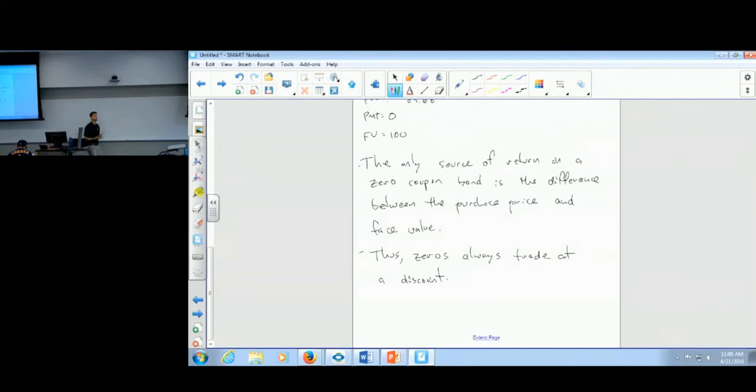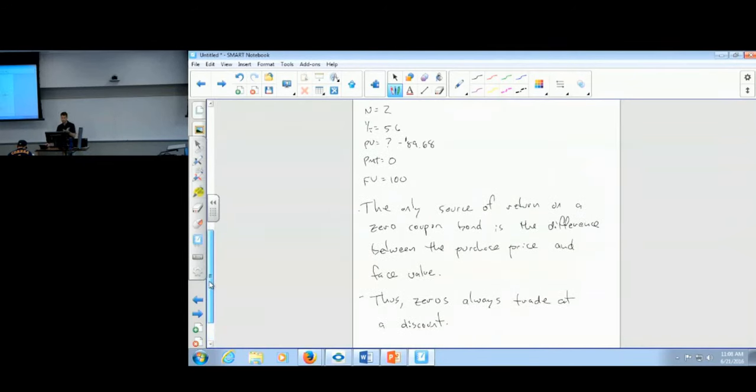Okay, so thus zeros, which is short for zero coupon bond, zeros always trade at a discount, right? Always. If I'm going to be induced to purchase one of these bonds, the only rate of return I'm going to receive, the only way I get any sort of money out of the investment, is if I receive more than I paid for it. Because my money's locked up in this thing until I can sell it or get the face value back.